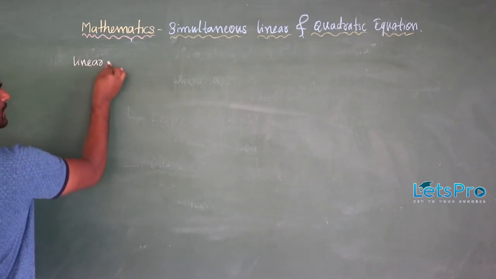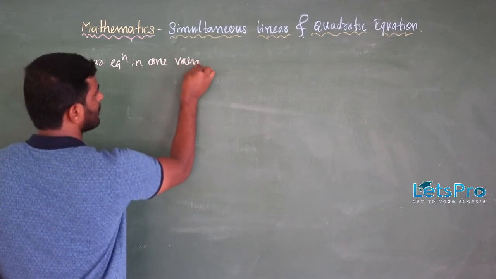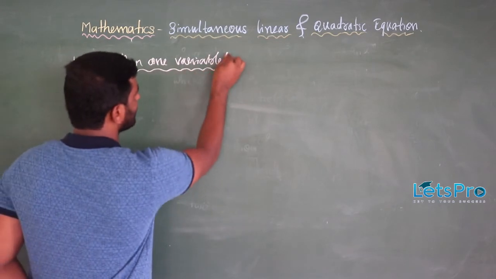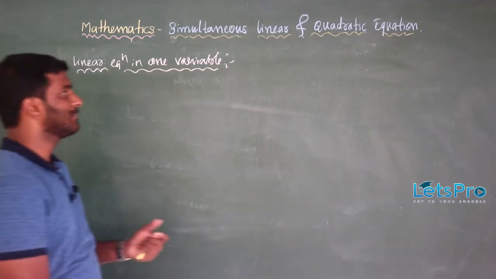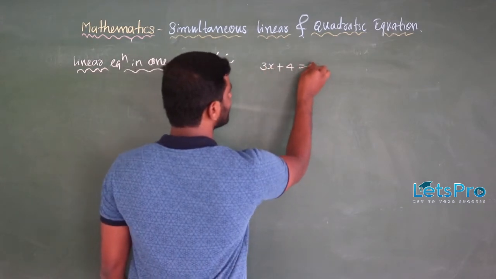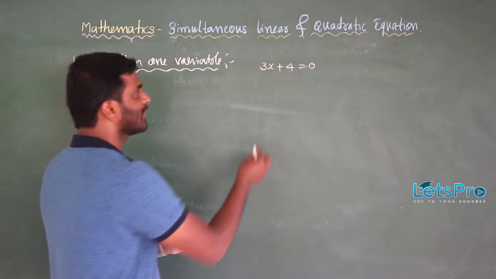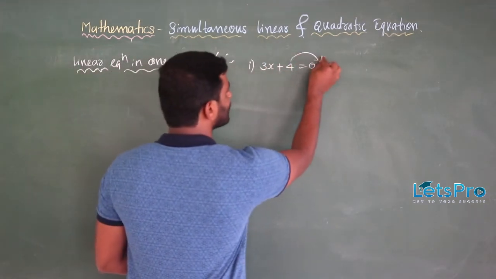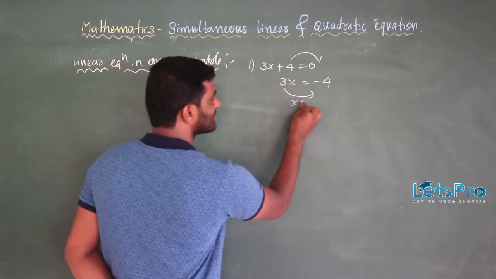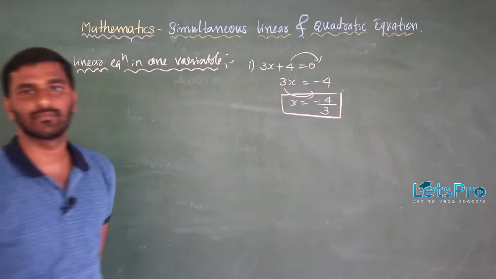So let us take the linear equation. The first one is a linear equation in one variable. What is a linear equation in one variable? It is nothing but, for example, 3x plus 4 is equal to 0. There is only one variable. Here we can easily find the x value. Take the 4 to the right side, hence 3x is equal to minus 4. Take the 3 to the right side, x is equal to minus 4 divided by 3. Yes, this is the solution.